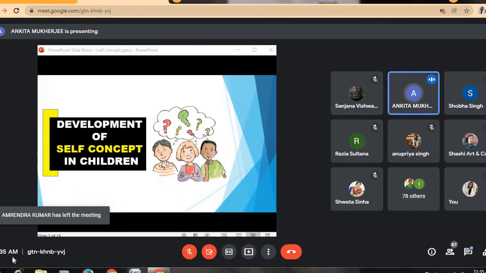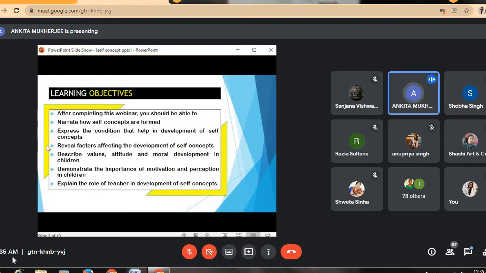So let's begin the webinar and look at the learning objectives first. After completing this session, you will be able to narrate how self-concepts are formed, express the conditions that help in development of self-concepts, reveal factors affecting development of self-concepts, describe values, attitudes, and moral development in children, and demonstrate the importance of motivation and perception in children. You will also be able to explain the role of the teacher, which is the most important in development of self-concept.